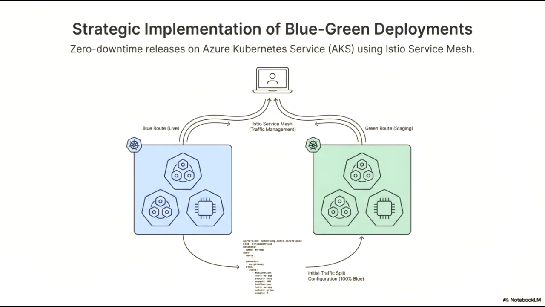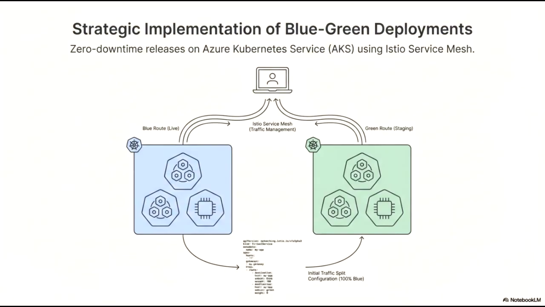The blue route on the left represents our current live production environment, which is actively handling all user requests. On the right, we have the green route, which serves as our staging environment where the new version of the application is deployed and tested.